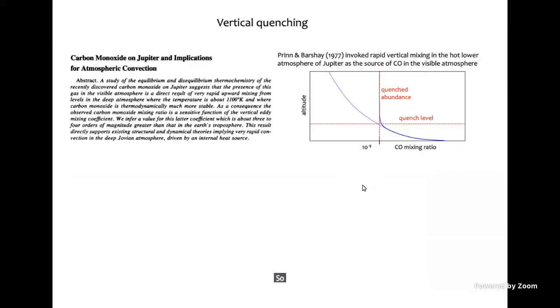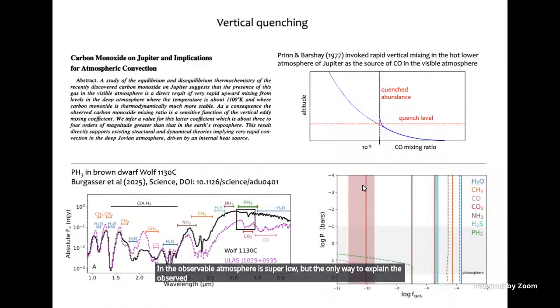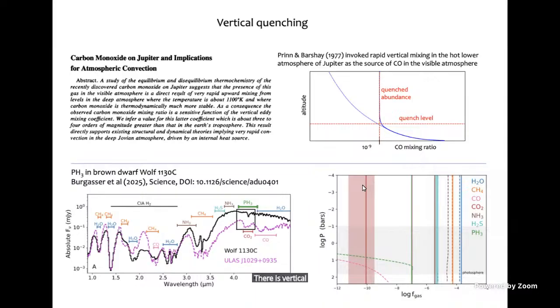So as I was telling you, a nice recent example of this phenomenon is the recent detection of phosphine in a brown dwarf. This behaves very similarly to the case of carbon monoxide. In this case, the chemical equilibrium abundance, plotted there as a dashed line, in the observable atmosphere is super low, but the only way to explain the observed abundance is that there is vertical mixing bringing abundant phosphine molecules from the deep layers, okay?